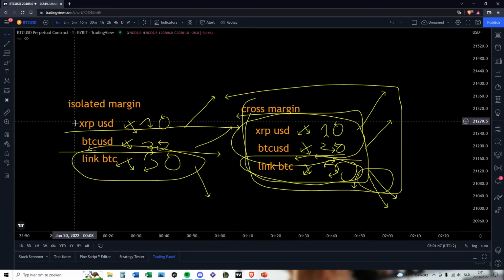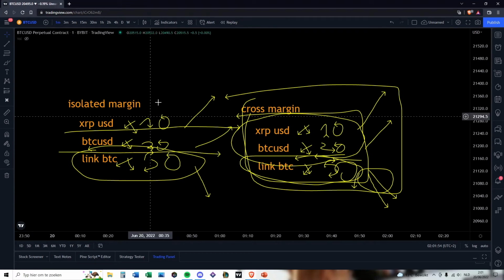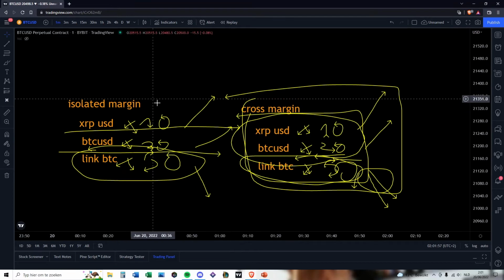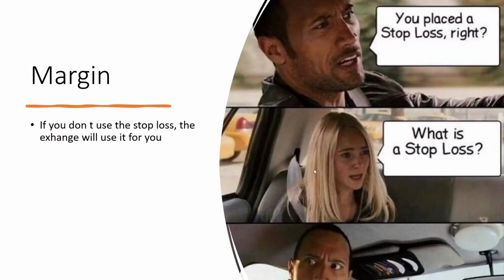So I personally always use isolated margin. I only trade Bitcoin with margin, Ethereum as well, sometimes Ripple, but not that recently. But it's an important concept. So back to margin. The reason I use margin, I don't say you have to, but the best reason is to use capital that you have stored elsewhere.